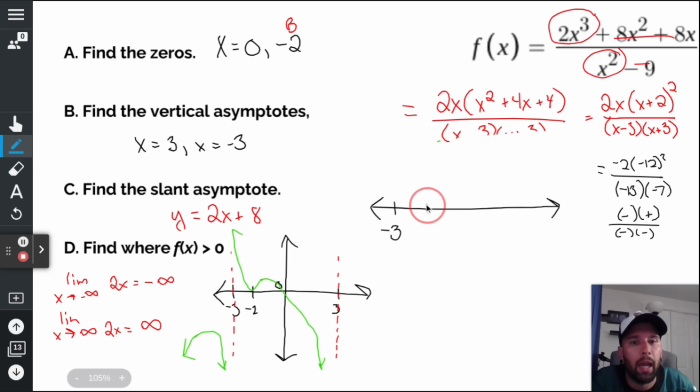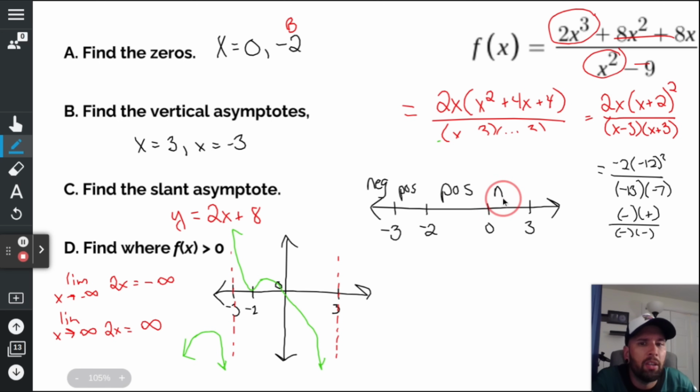Action happens at -3. Action also happens at -2. Action happens at 0, and action happens at +3. From -3 and on to the left, it's underneath, so it's going to be negative. I'm just going to write it out. I'm not going to try to draw it like I've done in the past. From -3 to -2, it's positive. From -2 to 0, it's positive. From 0 to 3, it's negative. And I accidentally erased this chunk right here. And from 3 to infinity, it's positive.